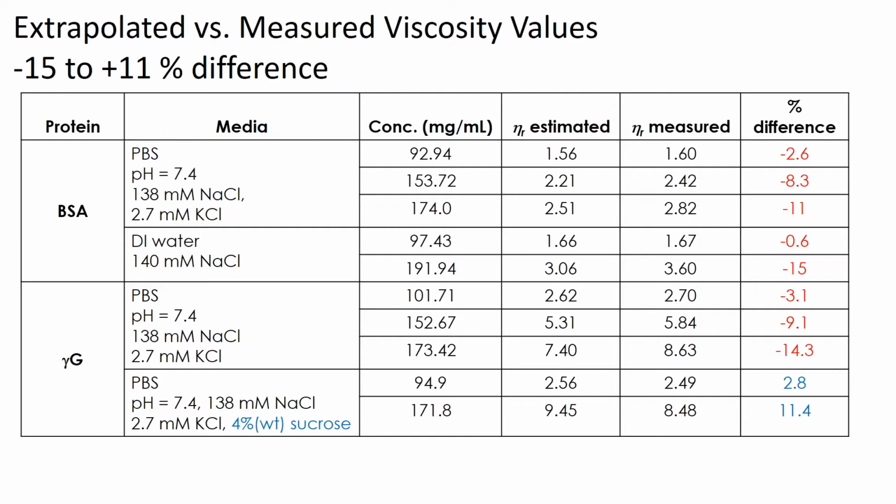For the most part, we tend to underpredict, with the exception of the gamma globulin solution with the sucrose added, where we tend to overpredict. But in any case, it's a fairly modest error in terms of prediction, and it may be acceptable to you if you're very limited in either time or sample volume such that you don't want to do the higher concentration measurements.